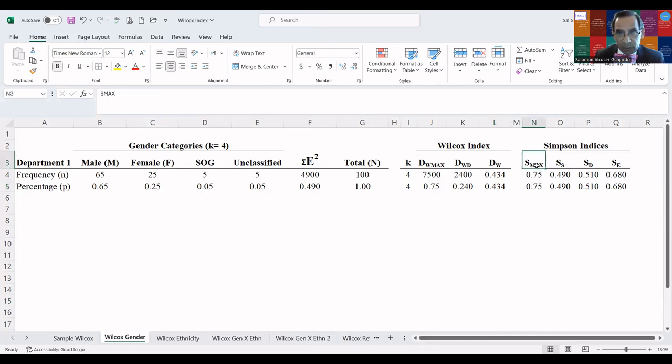Now for comparison, I included the Simpson index. Remember that the maximum score of the Simpson index is the number of groups minus 1 divided by the number of groups. Symbolically, that is k minus 1 divided by k. In this case, there are 4 groups. So it's 4 minus 1, which is 3, divided by 4. So 3 divided by 4 gives us 0.75.